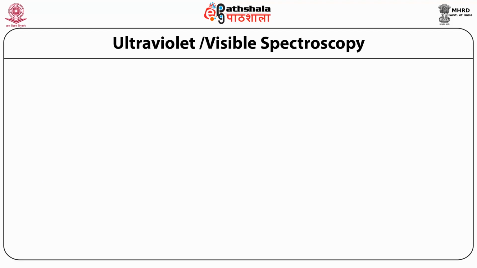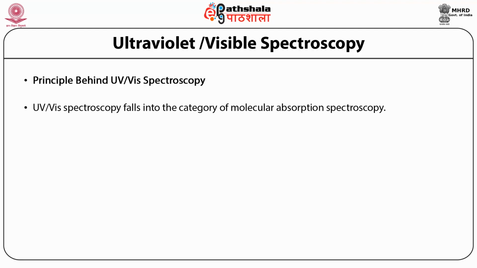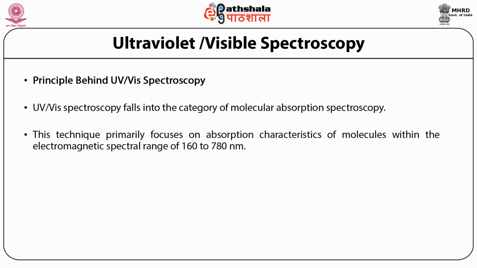Let us first study about ultraviolet and visible spectroscopy. Now we will look at the principle behind UV-visible spectroscopy. UV-visible spectroscopy falls into the category of molecular absorption spectroscopy. This technique primarily focuses on absorption characteristics of molecules within the electromagnetic spectral range of 160 to 780 nanometer.